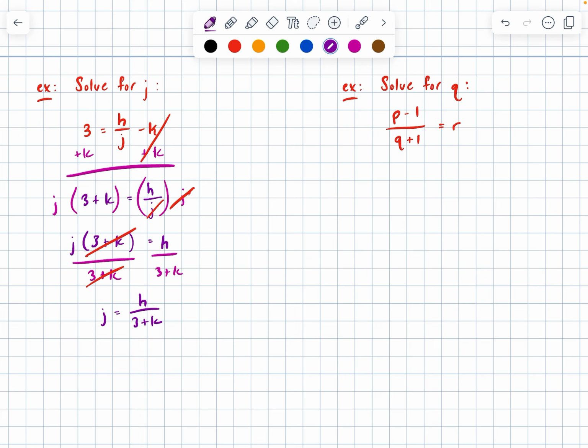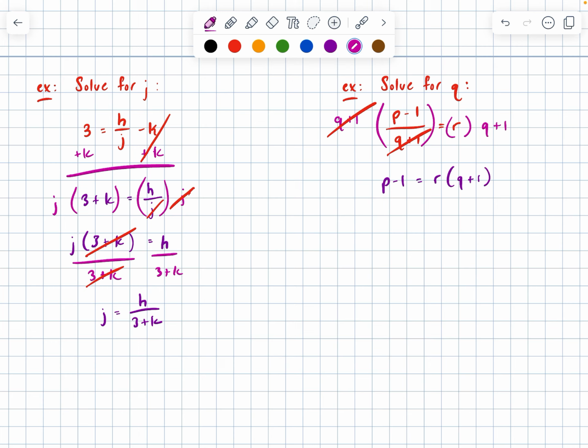Well, I've got a q plus 1 instead of just a q, and I'm trying to get the q by itself. But my strategy, if it ain't broke, don't fix it. It hasn't led me wrong so far. Let's try multiplying both sides by the denominator anyway. Let's say that I multiply by q plus 1. I want to turn the denominator into something with multiplication. Well, if I multiply by q plus 1, divide by q plus 1, those undo each other. I'm left with p minus 1. And then on the right side, I've got r times that q plus 1.